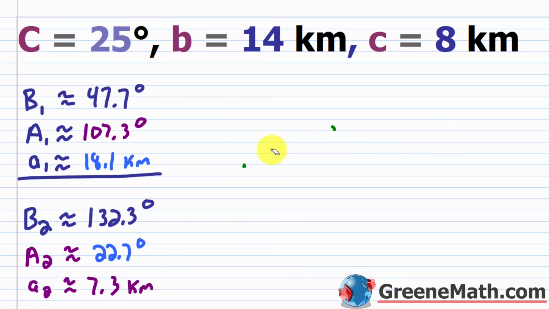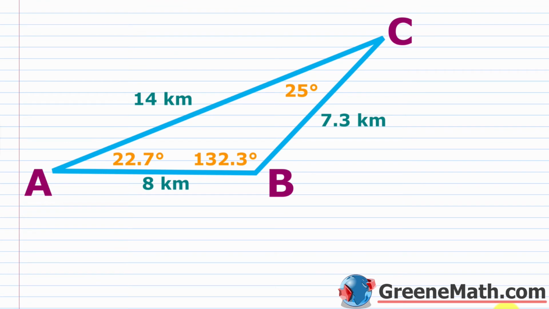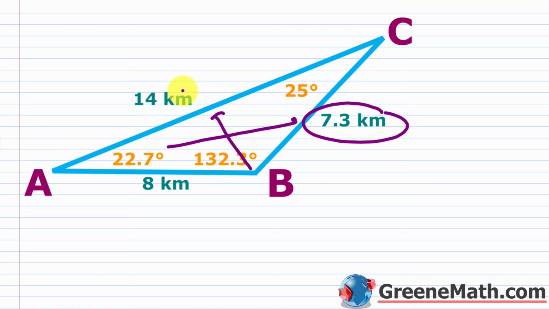So let's erase this. Again, I've drawn this triangle for us. So if we look at our sketch here, we have our angle A, which is 22.7 degrees. Then opposite of that, we have this 7.3 kilometers. Then we have our angle B, which is 132.3 degrees. Opposite of that, we have our 14 kilometers. Then we have our angle C, which is 25 degrees. Opposite of that, we have our 8 kilometers. So based on the information given, we can see that we can draw 2 different triangles.